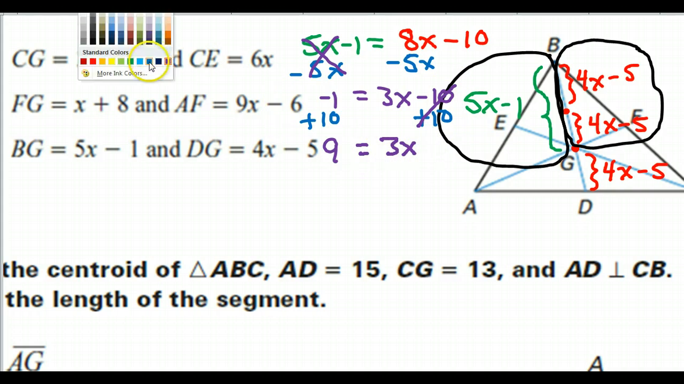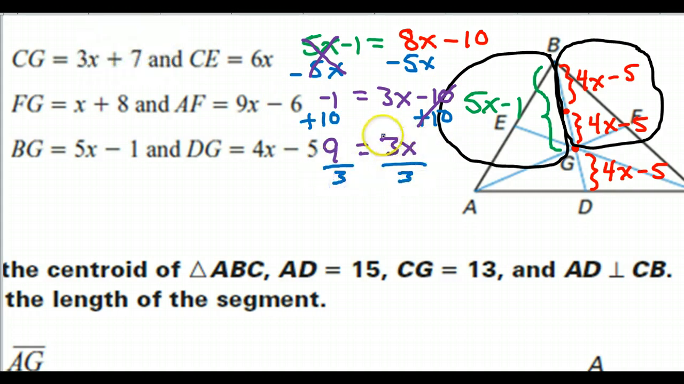And the rest is really obvious. I'm going to divide both sides by 3. 3's cancel out. So that's going to give me x equals 3. So that is the value of x.